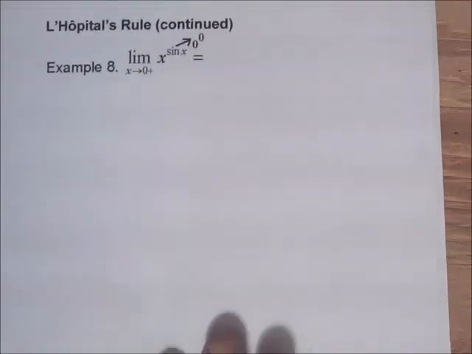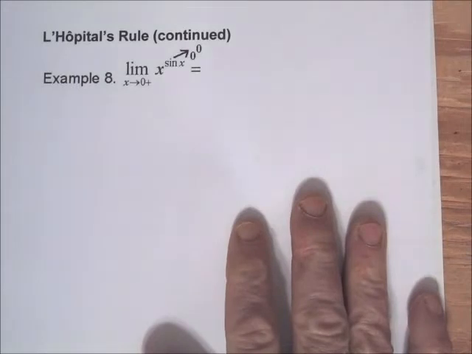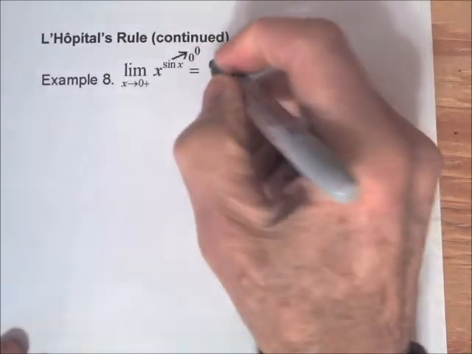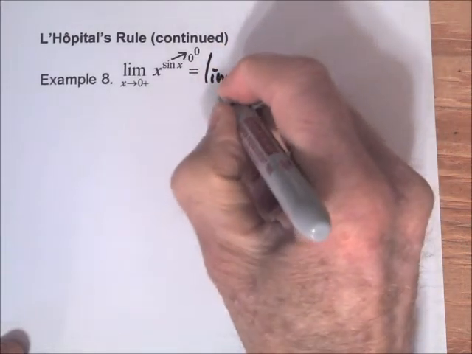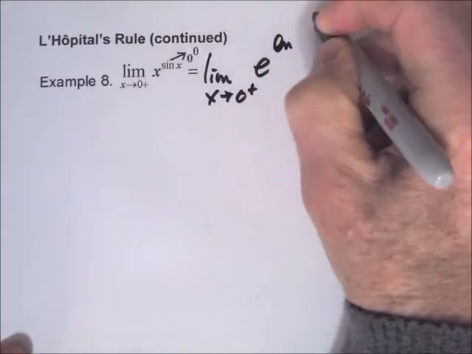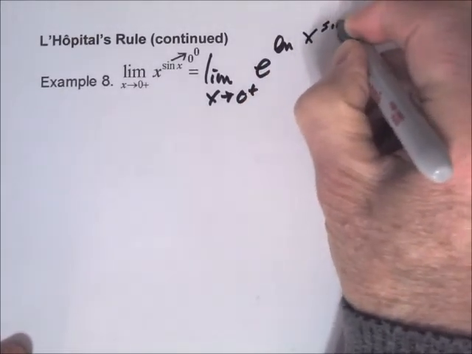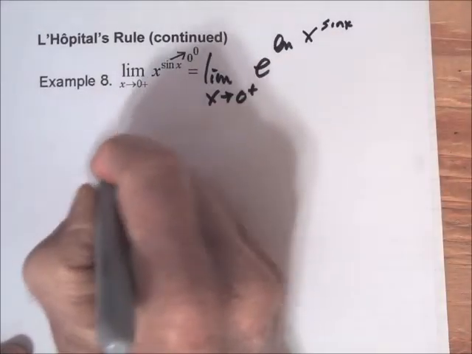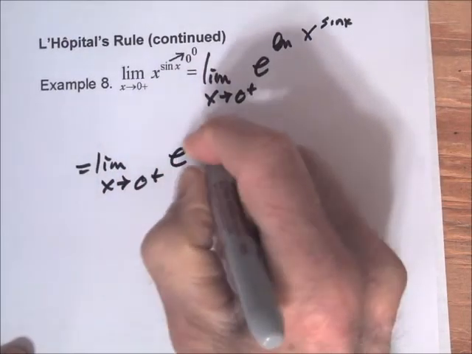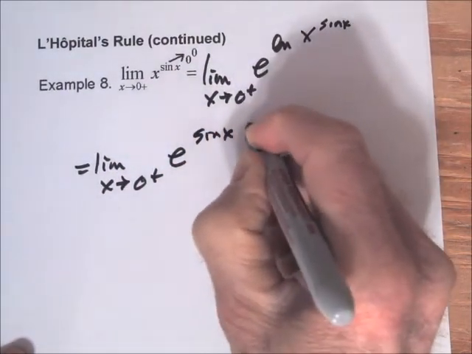Okay, another example. Limit as x goes to 0 from the plus side of x to the sine x power. This is of the form 0 to the 0 power. So again, let's compose it with exponential and log. So e to the ln x to the sine x. And the exponent can come in front of the log. So this is the limit as x goes to 0 from the plus side of e to the sine x times ln x.